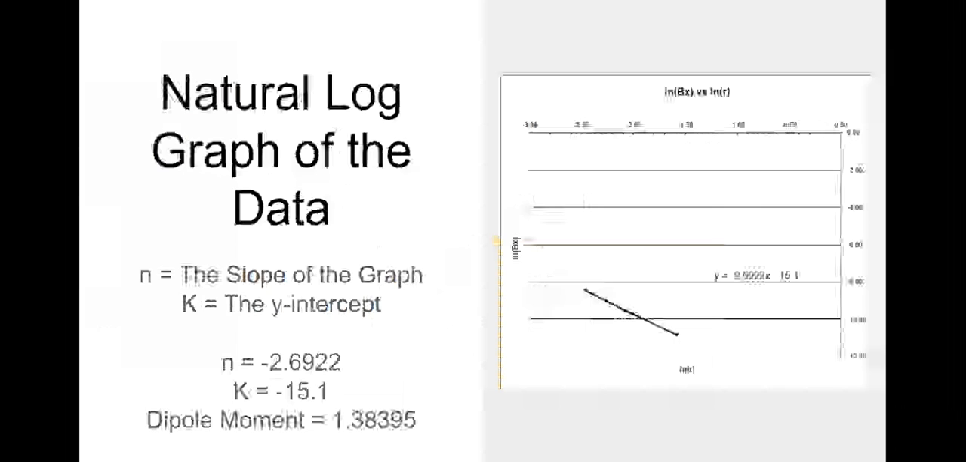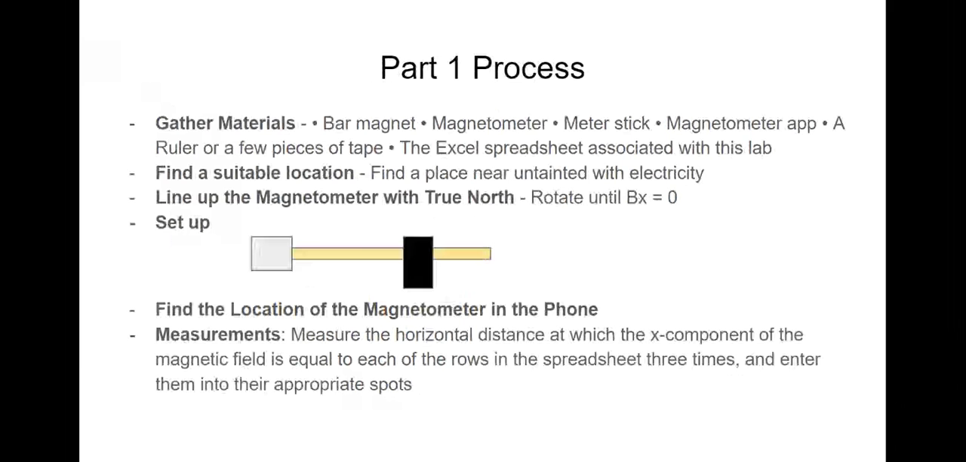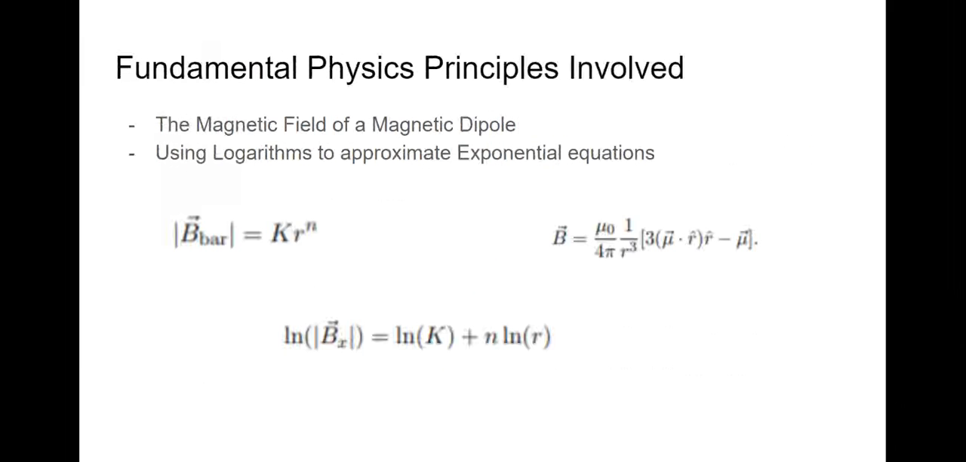Next, the natural log graph of the data. What we can do is calculate each of the unknown components of our bar magnet, as we do not know the dipole moment of it. We can take the logarithm of the X component of the magnetic field and the logarithm of the distances x, and plot those points on a graph, and this will make it linear. And then with a little bit of math magic, for each of these coefficients m and b, or the slope and the y-intercept, the slope will be the actual n component as seen here in this top left equation, which was a simpler formula for the magnetic field of a bar magnet.